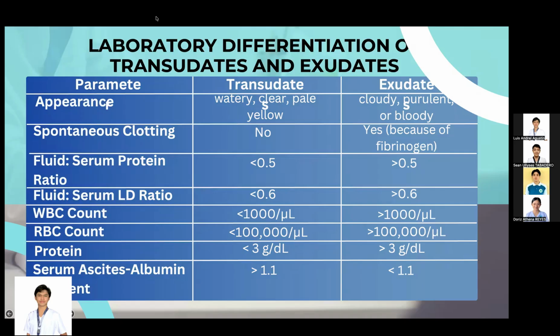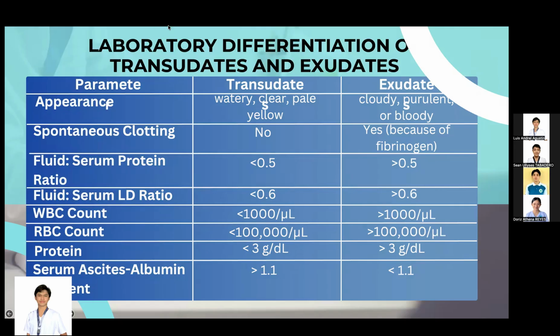WBC count, transudates have a WBC count less than 1,000 per microliter, exudates greater than 1,000 per microliter. RBC count, transudates have an RBC count less than 100,000 per microliter, exudates greater than 100,000 per microliter. For protein, transudates have a protein level less than 3 g per dL, exudates greater than 3 g per dL. For serum ascites albumin gradient, transudates have a gradient greater than 1.1, exudates less than 1.1.